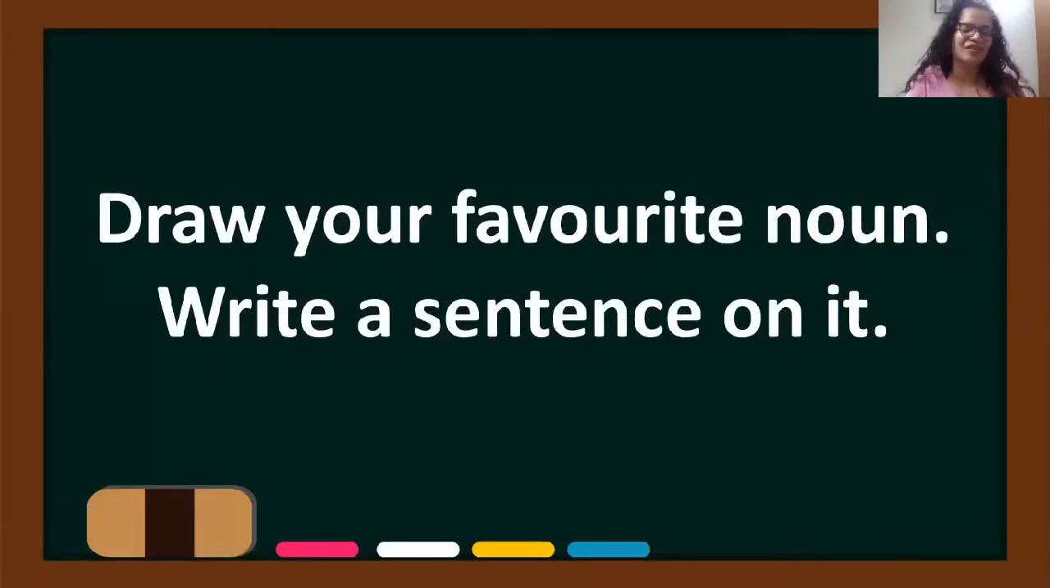Okay, let's read the activity. Can you all see it? Good job. Draw your favorite noun and write a sentence on it. Okay, so draw your favorite noun. Now, what are nouns again? Person, place, animal, thing. Very good. So what all can you draw? You can draw your mummy, you can draw your daddy. So these all are person, people.